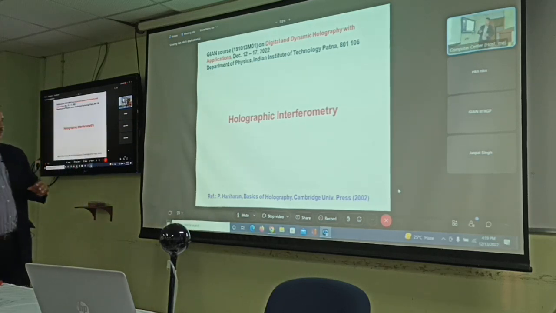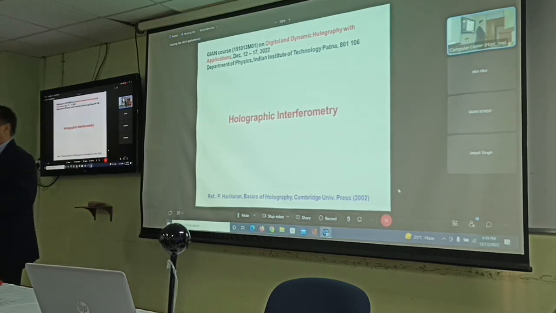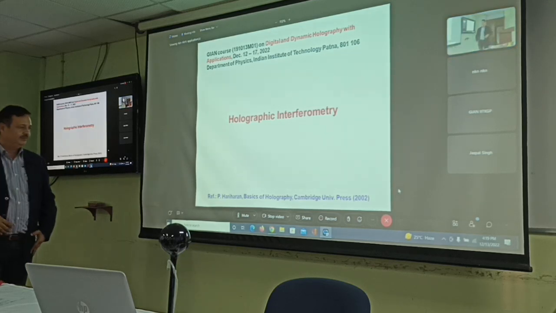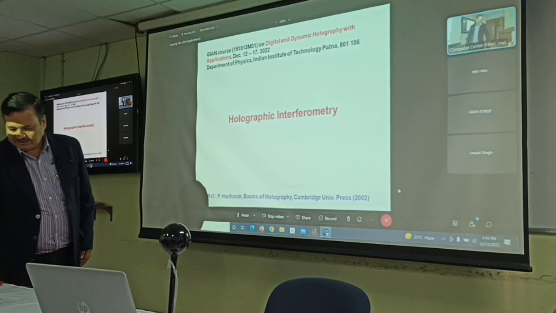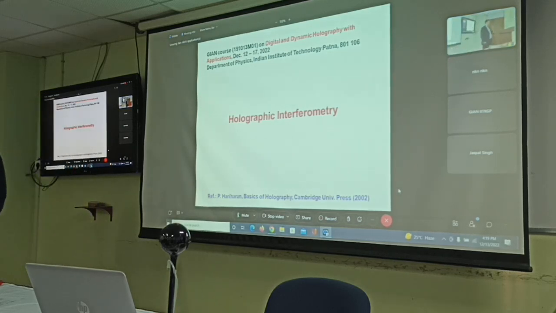What I am going to talk about, I have taken the source material from this book, Basics of Holography by Prof. Nishchal. If you need, I can share a copy of this book with you. An Indian author who migrated to Australia, and this book is treated as a Bible in holography. A very basic, very good book, very thin book, very comprehensively written.